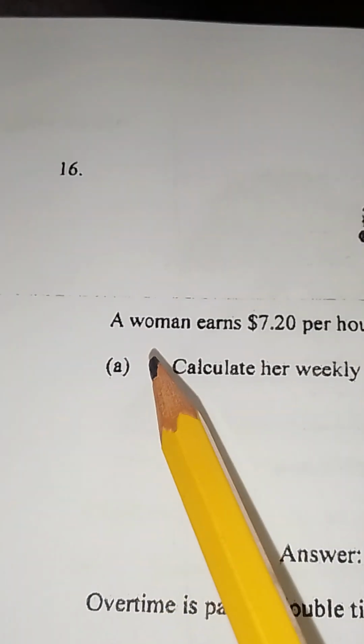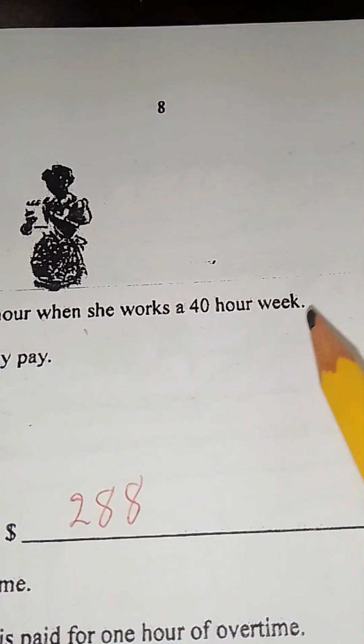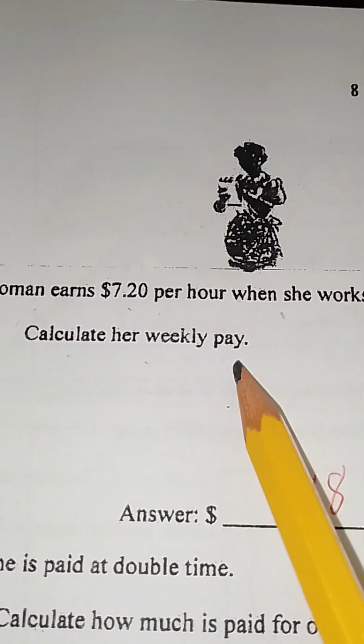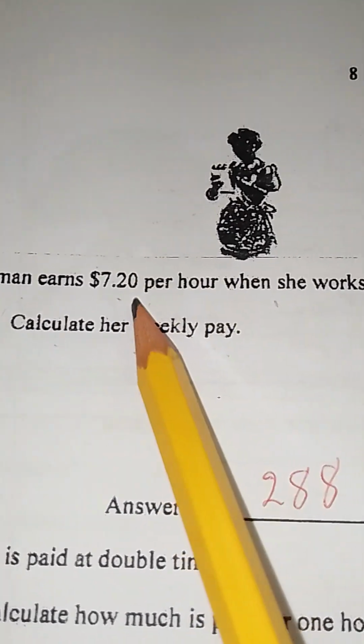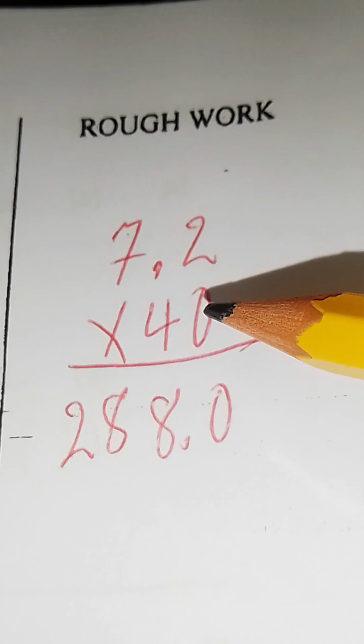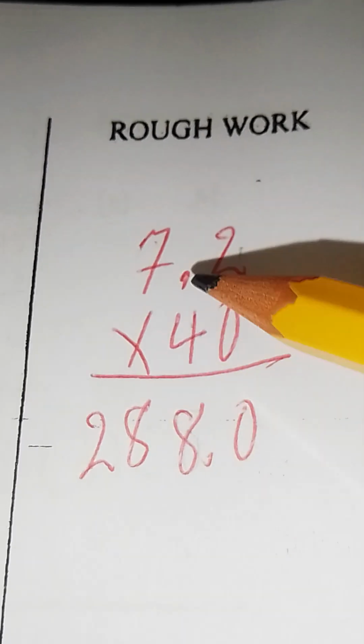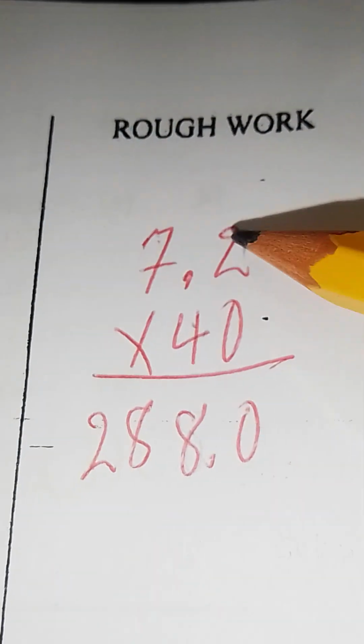Okay, now, a woman earns $7.20 per hour when she works a 40-hour week. Calculate her weekly wages. So simply equal the hourly pay times 40. Once again, the trick I showed you, drop the 0. 4 times 2 is 8. 7 times 4 is 28. One number behind the decimal point, $288.